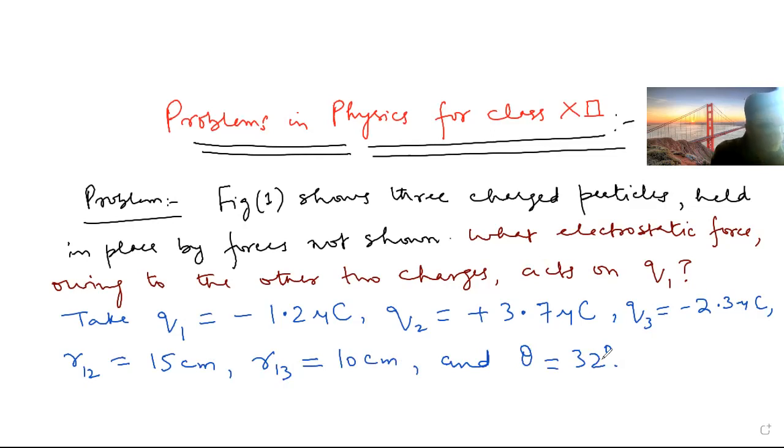Figure 1 shows 3 charged particles held in place by forces not shown. What electrostatic force owing to the other 2 charges acts on Q1? Take Q1 equal to minus 1.2 microcoulomb, Q2 equal to plus 3.7 microcoulomb, Q3 equal to minus 2.3 microcoulomb, R12 equal to 15 centimeter, R13 equal to 10 centimeter, and theta equal to 32 degrees.